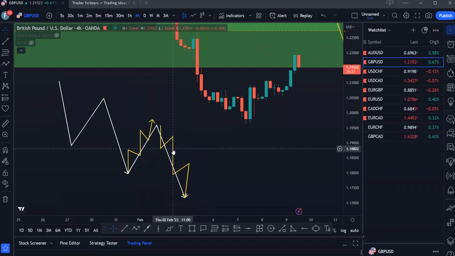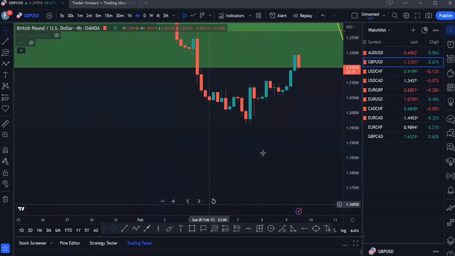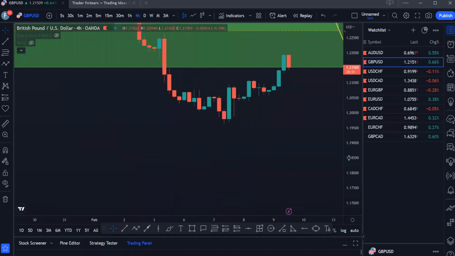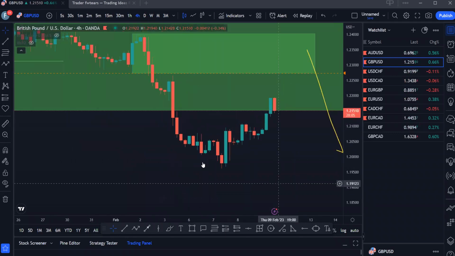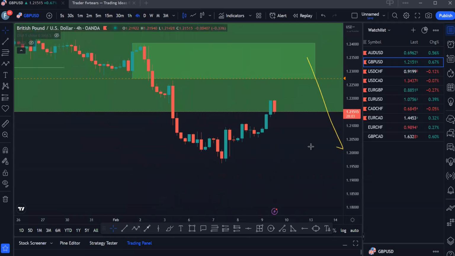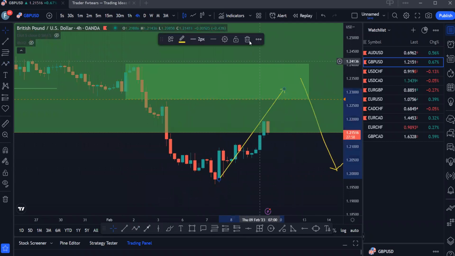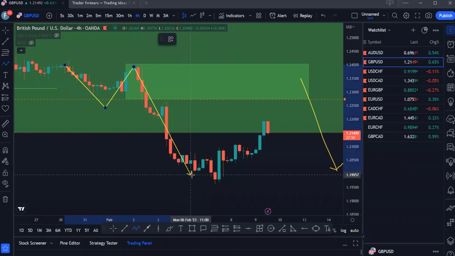To buttress what I'm saying, here's the point I'm trying to make. Let me go back to the 4 hours and just explain this. We have some internal structure here. Ultimately we know that price is supposed to retrace into the zone, but we are seeing market structure like so. Downtrend like so. Price has given us this.